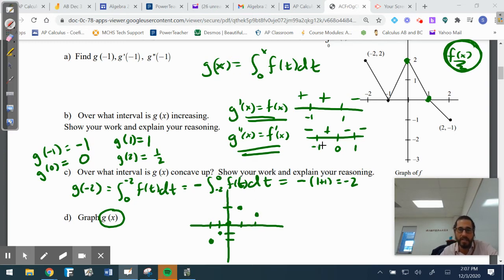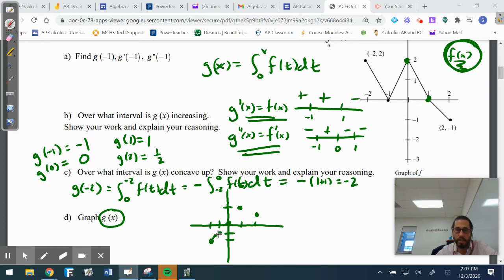Okay, it's got to increase until we get to 1. So we're going to increase all the way until we get to this 1 right here. At -1, there is a point of inflection. Interesting. At -1, there's going to be a point of inflection. So what would this graph look like? And it's got to be concave down. Okay, so it'd have to look like that, right?